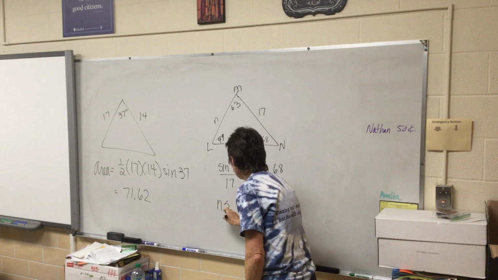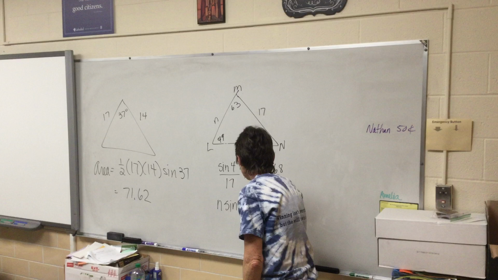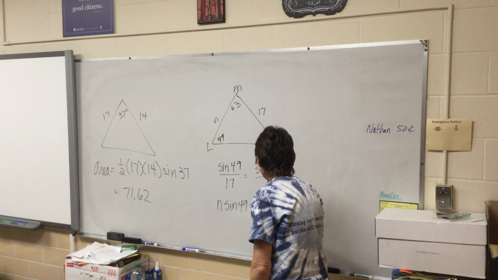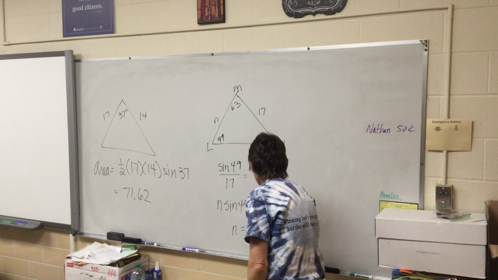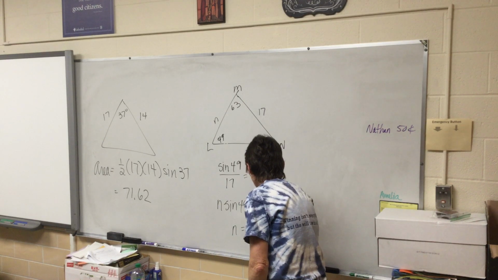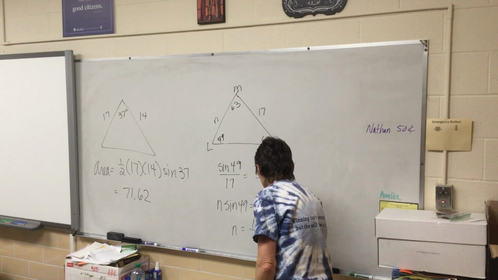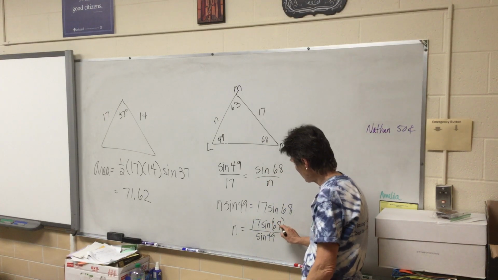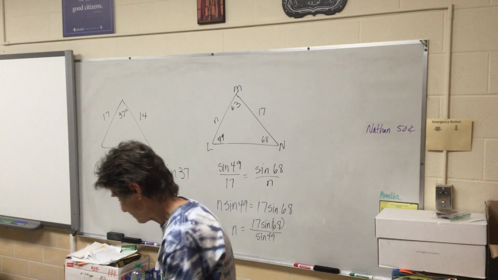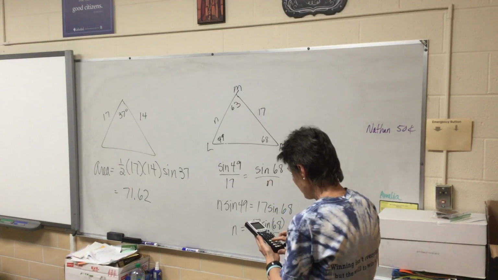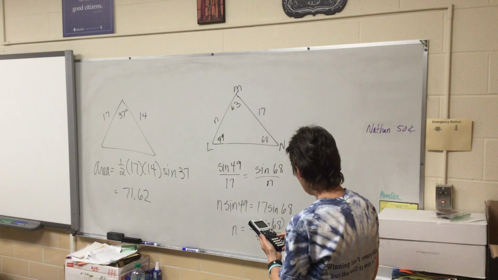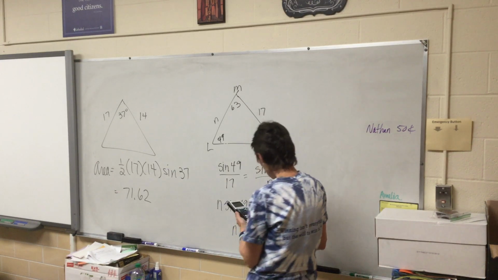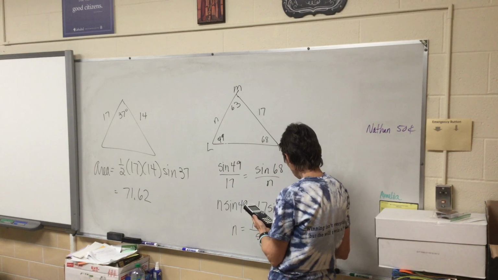So we'll cross multiply and divide. About the only way you can mess this up is if you forget to close the parentheses after your 68. 17 sine 68, close parentheses, divided by sine 49. And n is 20.89.